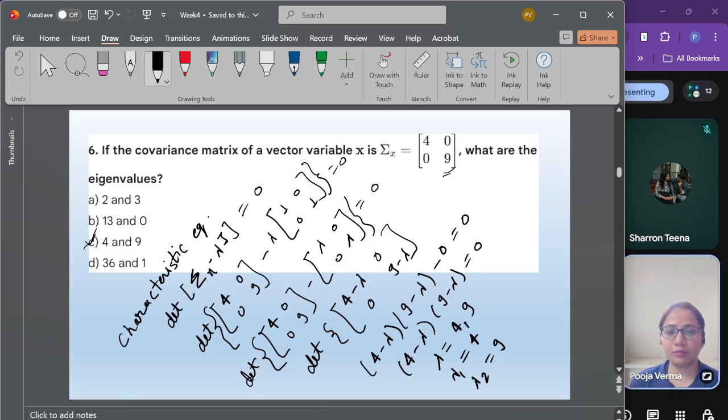Okay. So if any matrix is given and you are asked to find the eigenvalues, you have to use the characteristic equation. Okay.